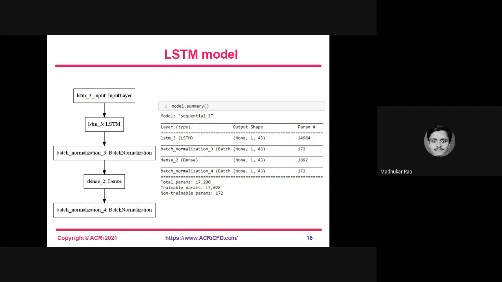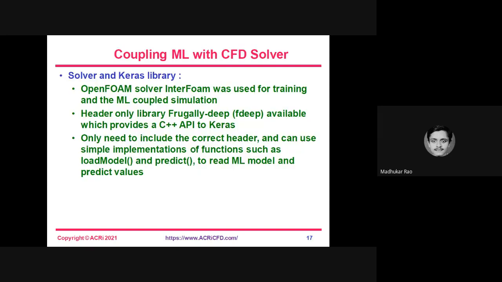And then you pass it through the LSTM. There was a batch normalization layer. Again, if you take a course in neural networks, you will know what these are. Followed by a dense layer, followed by another batch normalization, and finally you get the outputs that you are looking for. So the total number of trainable parameters was about 17,028. Okay, and we trained the model using the Keras library.